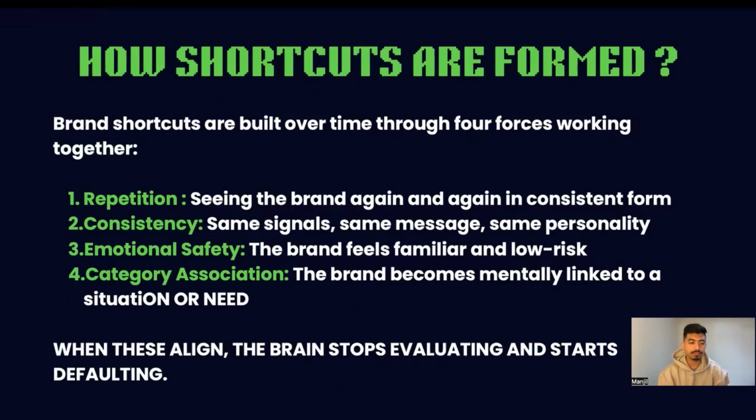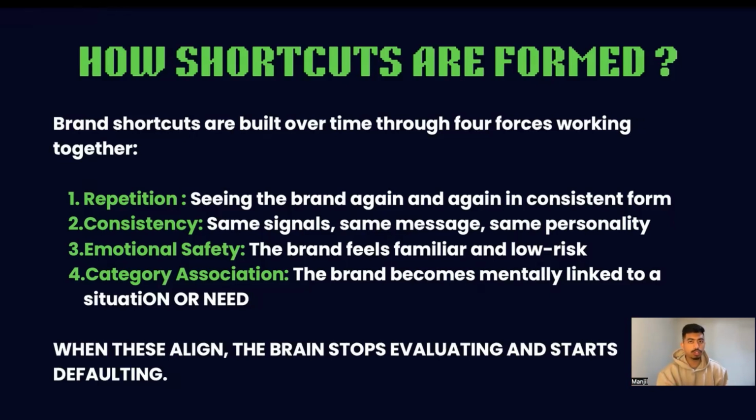How are shortcuts formed? Brand shortcuts are built over time through four forces working together. One is repetition, where you see that brand again and again in a very consistent form. Second is consistency, where you deliver the same message, the same signal with the same personality and the same brand tone. Third is emotional safety. The brand should feel familiar and low risk. That it should be like, okay, this is it. You feel secure while choosing that brand. And the fourth one is category association. The brand becomes mentally linked with a situation or a need.